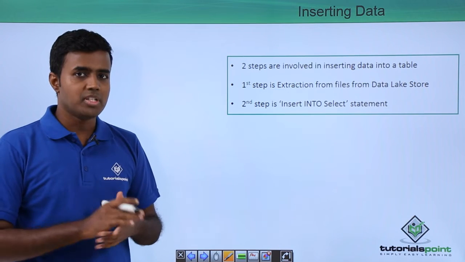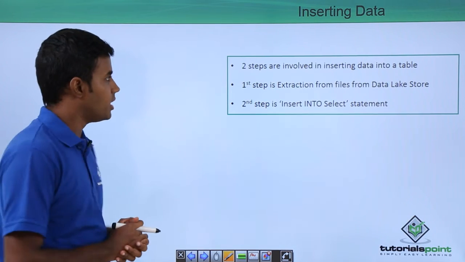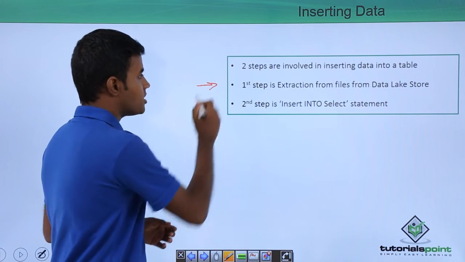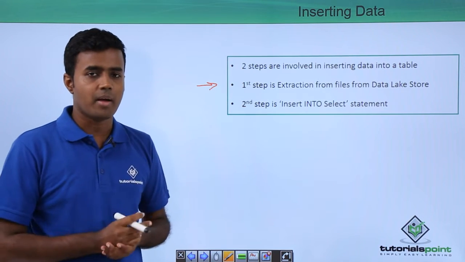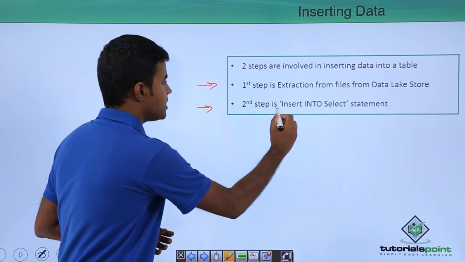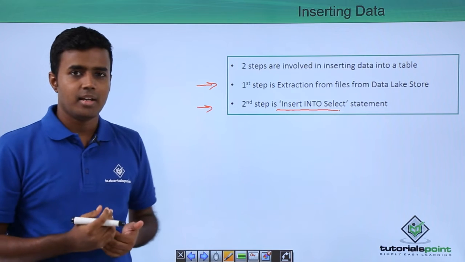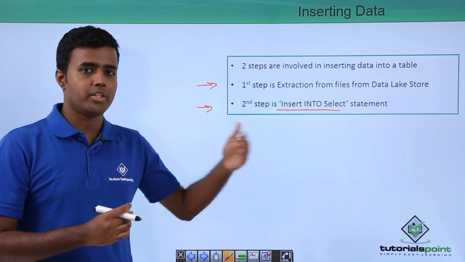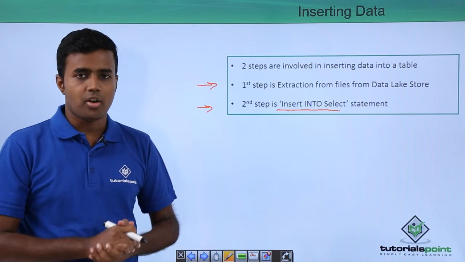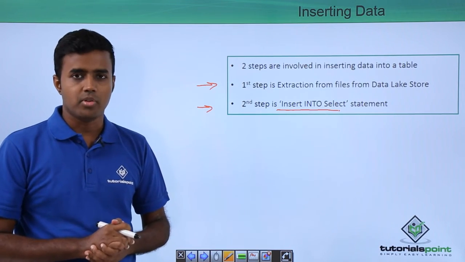So there are basically two steps to insert data into your table within the USQL catalog. The first step is the extraction step where you extract files from a data lake store. And the second step is to use the insert into select statement that basically inserts the data from the data lake store into the table within the USQL catalog. So let's look at a demo.